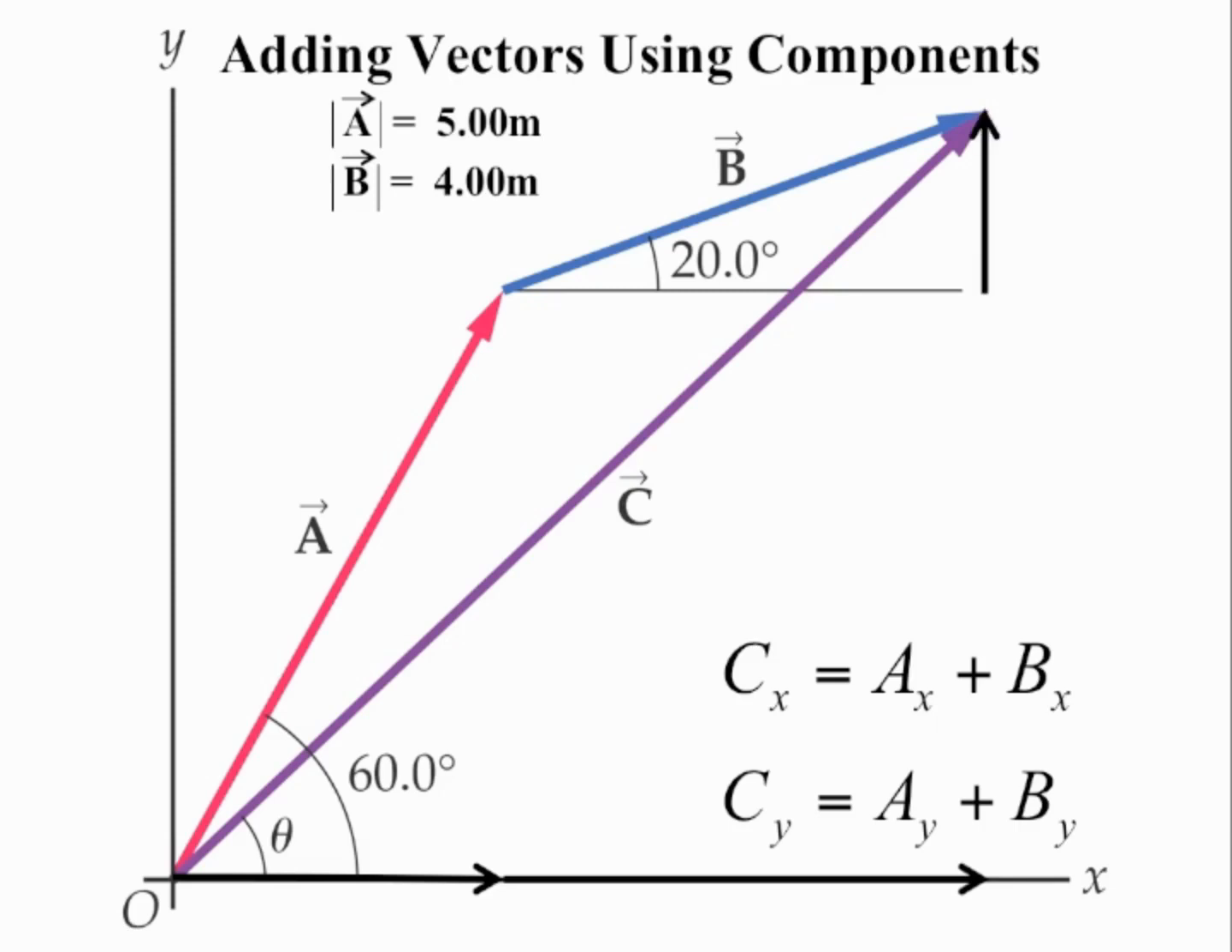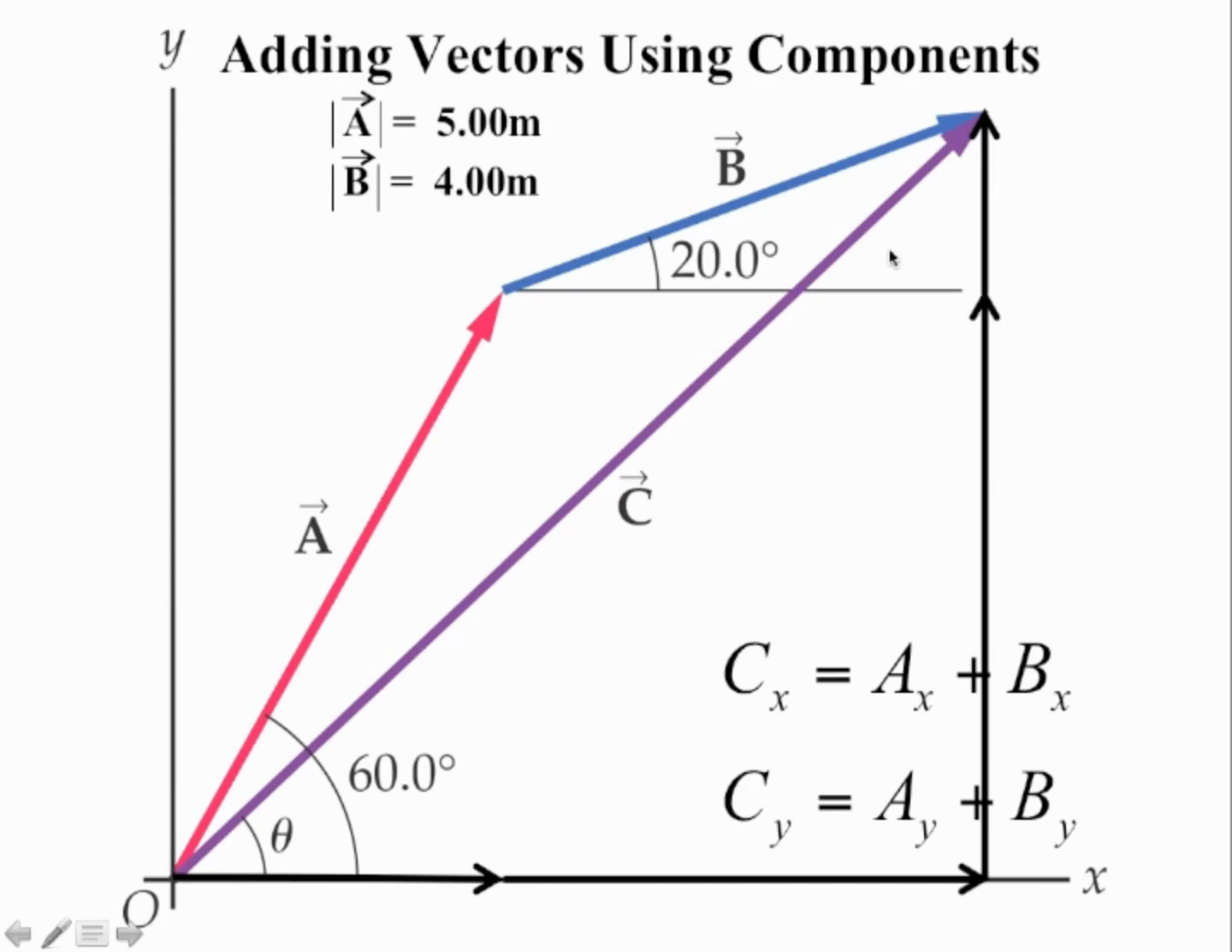Okay, so this black vector here is b sub y, the vertical component of the vector b. And this black vector here is a sub y, the vertical component of the vector a. Now watch how they line up when we do this move here. And you can see clearly that a sub y plus b sub y equals c sub y.